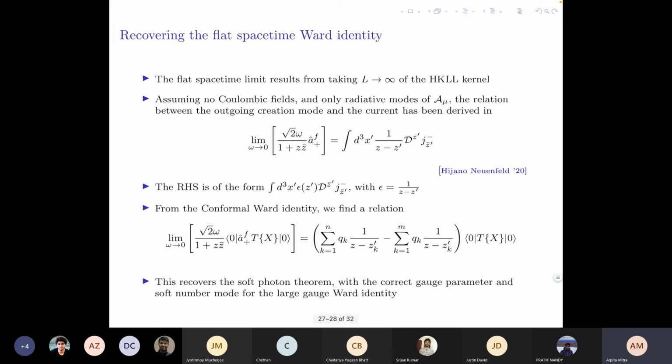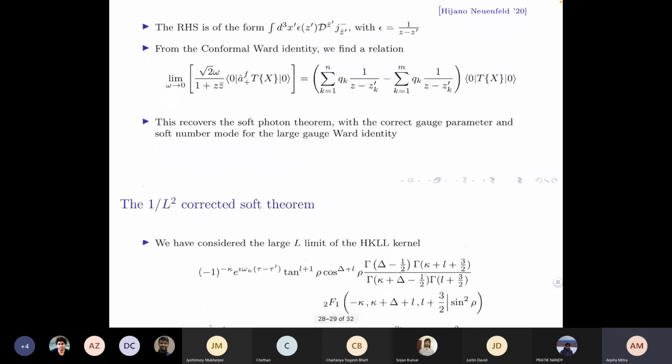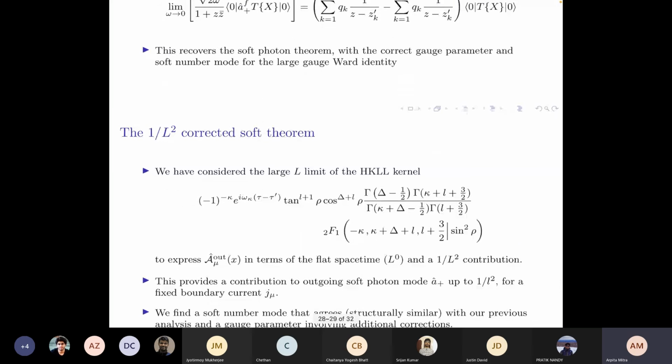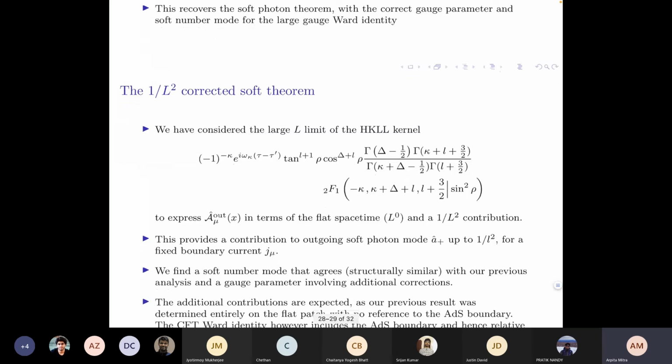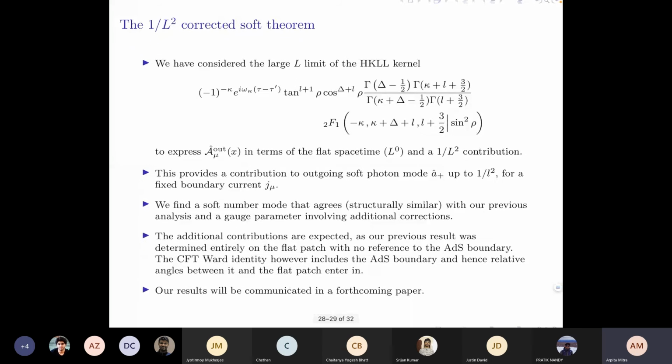Whatever we are doing, we are again doing just the 1 by L square correction, so we are just keeping terms up to 1 by L square order. The HKLL kernel involves these terms. When we take a large L limit and keep terms up to 1 by L square, these expressions have additional contributions, and those additional contributions will give us the 1 by L square corrections to the large gauge Ward identity. So we have already achieved a contribution to the outgoing soft photon mode A plus up to 1 by capital L square. There is a typo.